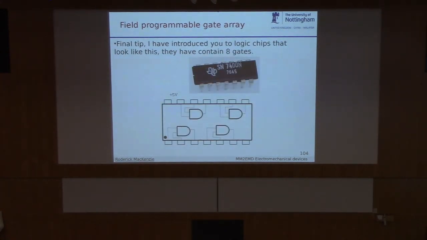So the other thing I want to say, this is like an industry tip, basically. I've introduced you previously to these AND and OR gates, like in packages, and they look like this. And these are pretty handy, and you can buy them for, you know, 20p for your project. Brilliant, you can make a bit of glue logic very easily. But when you get to industry, you won't be using these, because these are 1970s technology, even though they are still used and are still in products today.